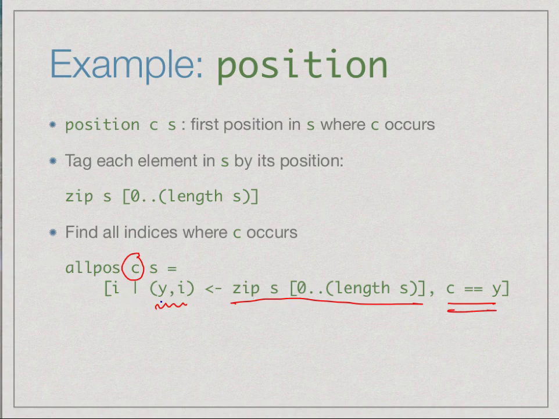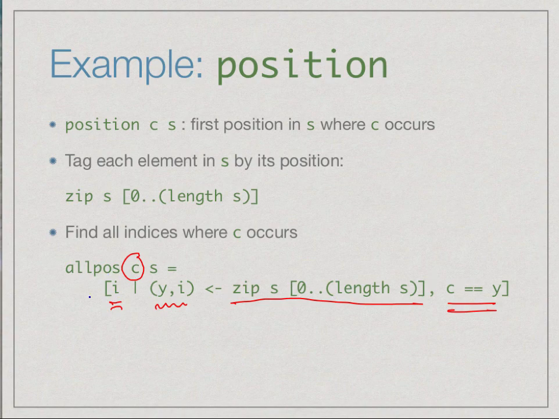Because this will go through the sequence 0 to n minus 1, these indices will be in ascending order. So the first element of this list will be the first position where C occurs. The only problem is that if C does not occur, then this list will be empty. So we have to take care of that.